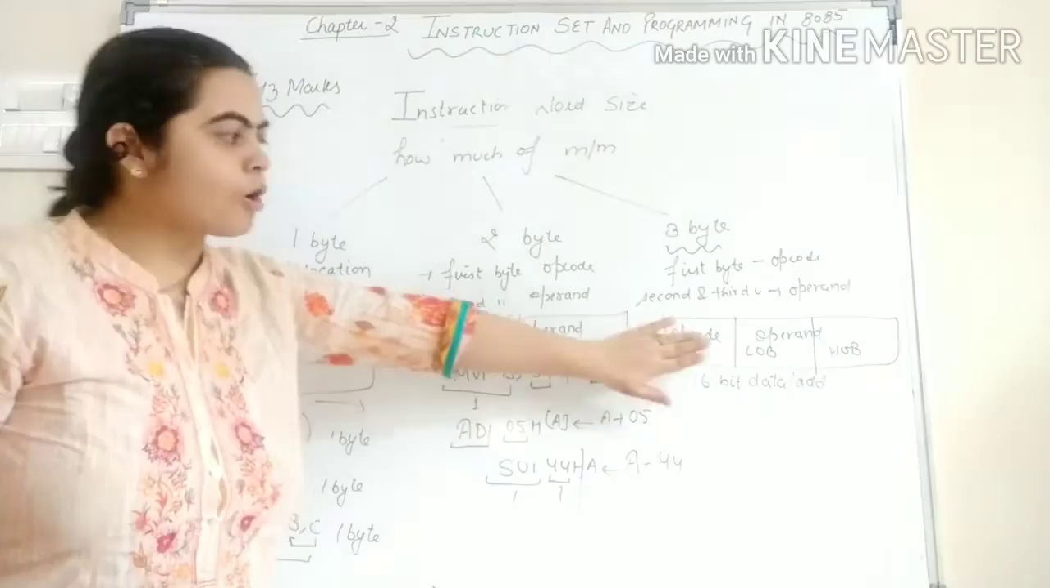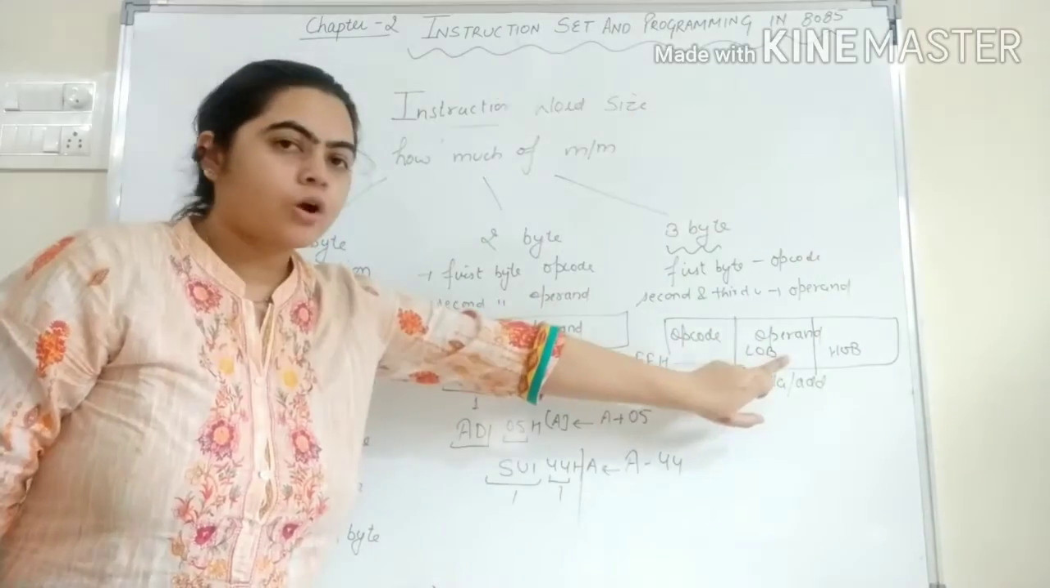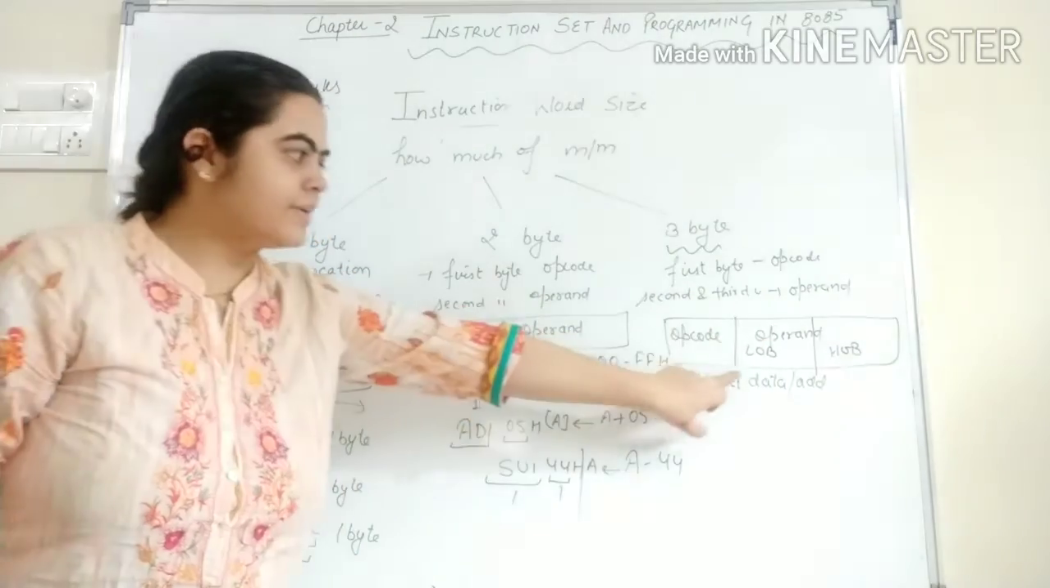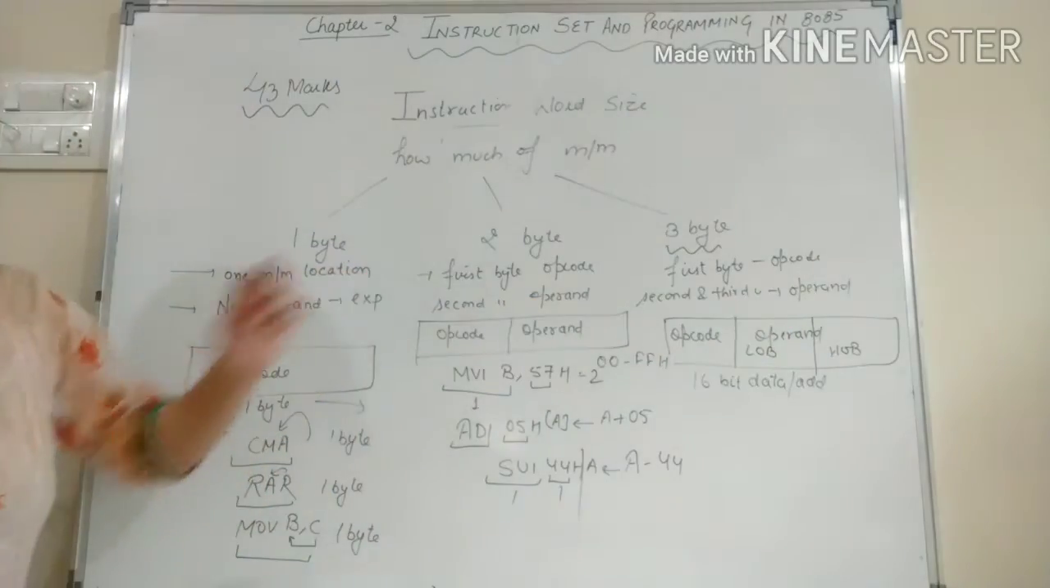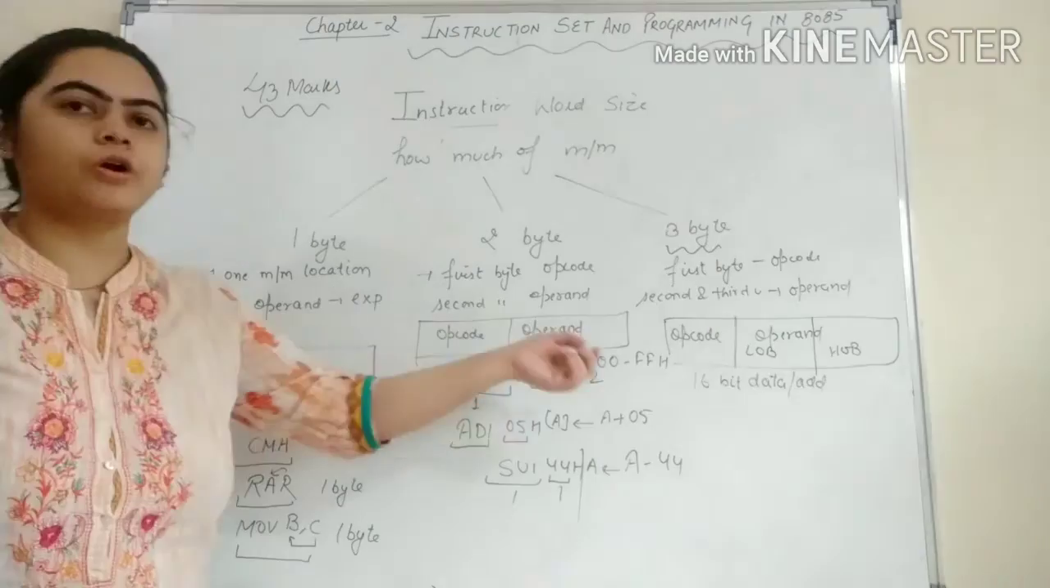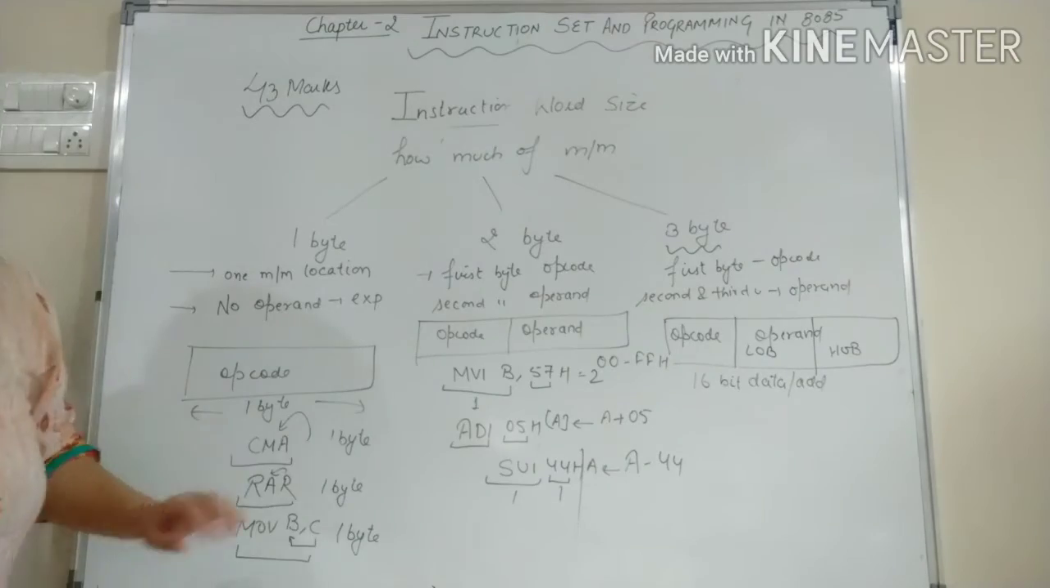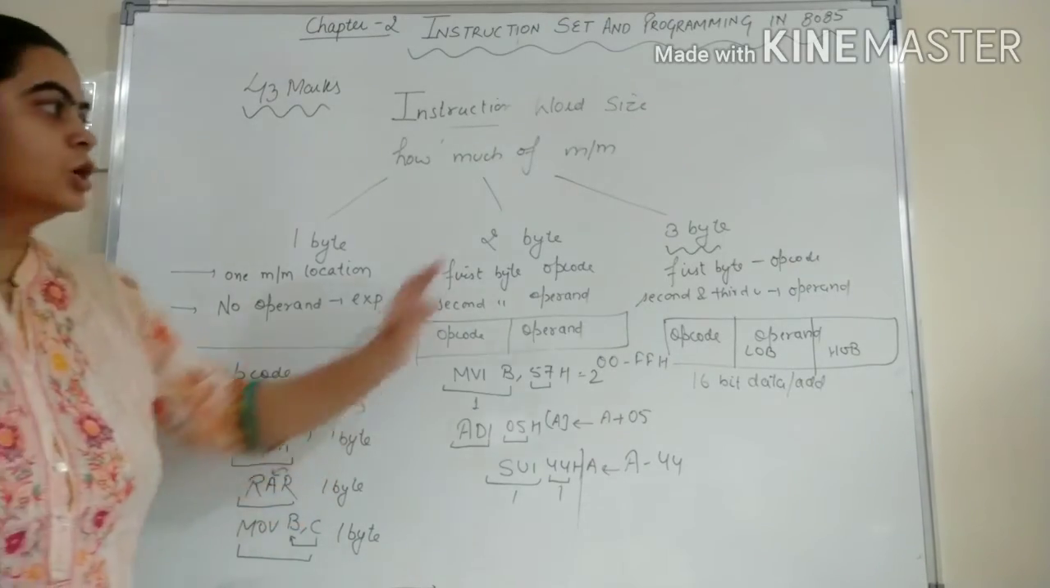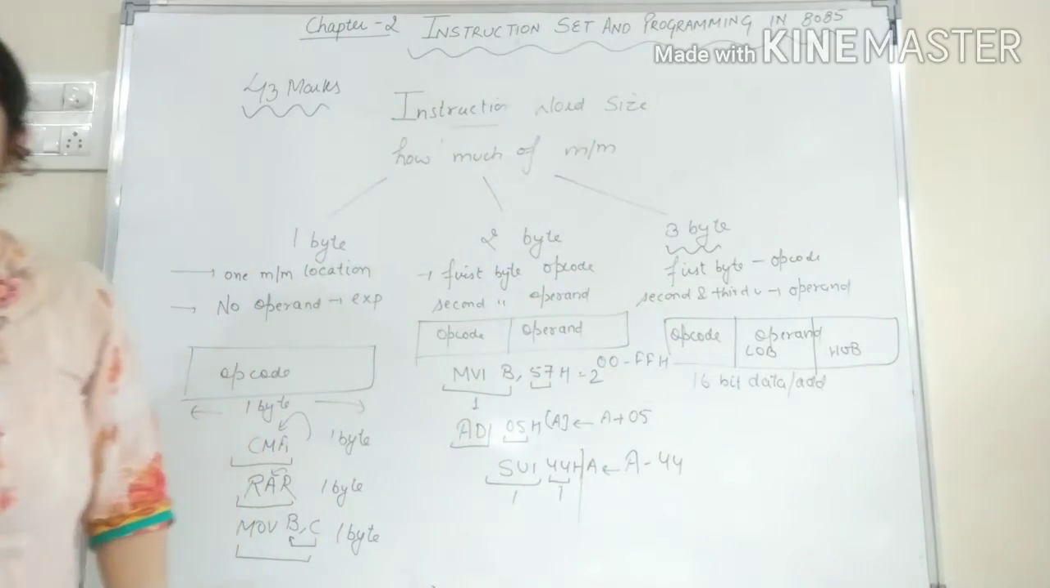So initially the opcode will be stored, then the lower order byte of the data or address will be stored, and the third location will be occupied by the higher order byte of the 16-bit data or the 16-bit address. So these instructions are the 3-byte instructions.